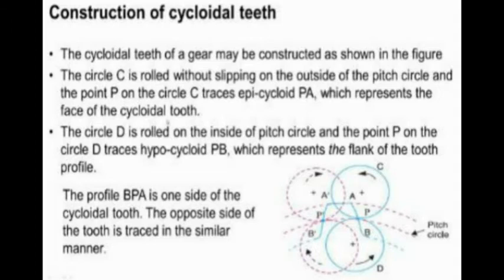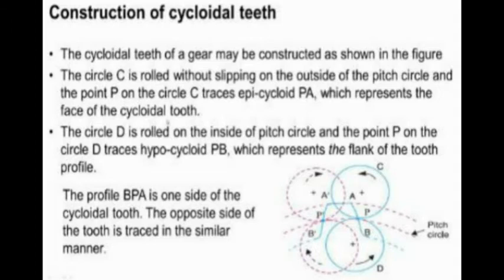The point P on the circle D traces hypocycloid PB. So when it rolls in the direction, the point P traces the path PB, which represents the flank of the tooth profile. So in this figure, you can understand what is the face of the tooth and what is the flank of the tooth. So the profile BPA is one side of the cycloidal tooth.